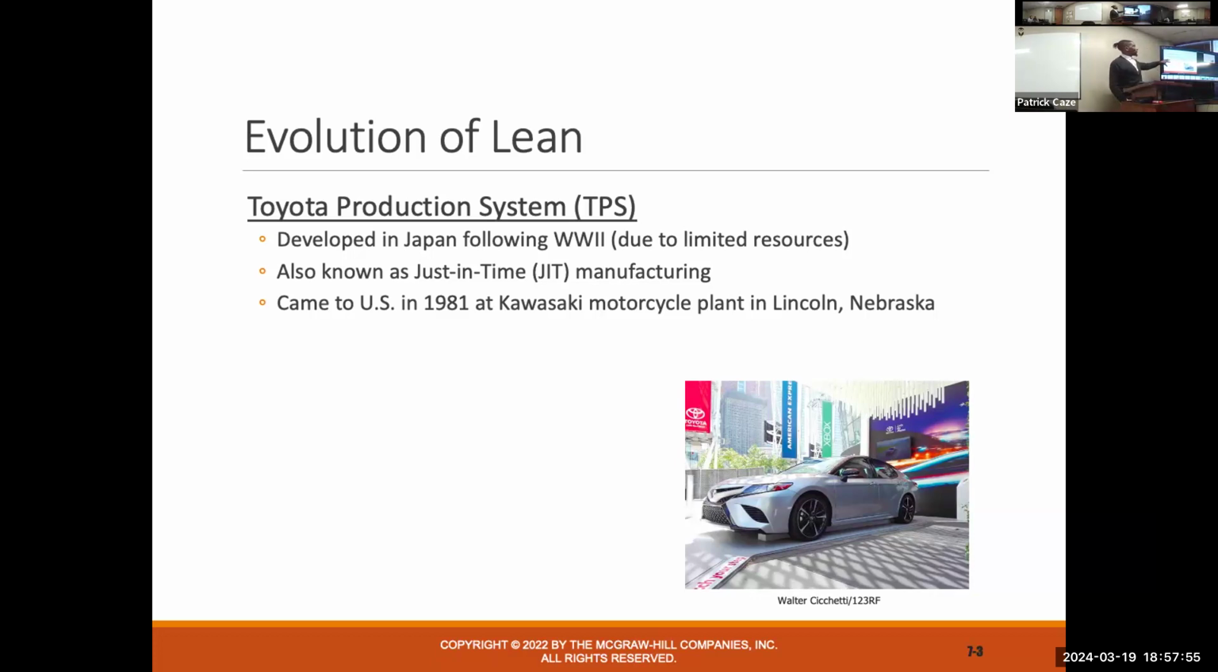And so following the war, they were limited on resources and were like, hey, okay, we need to figure out a way in which to be efficient, right? Because we don't have access to a lot of things, right? And so this is where lean came from, right? The tendency, the characteristics of lean, right? And so they also call it just-in-time manufacturing, which you will see a lot of in accounting, right?